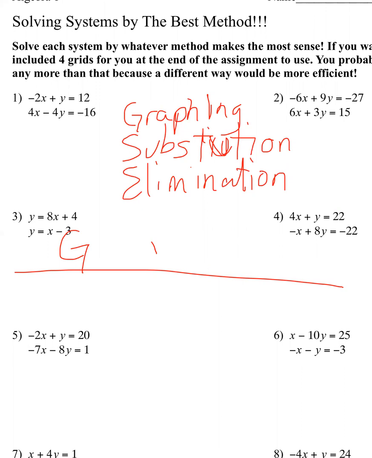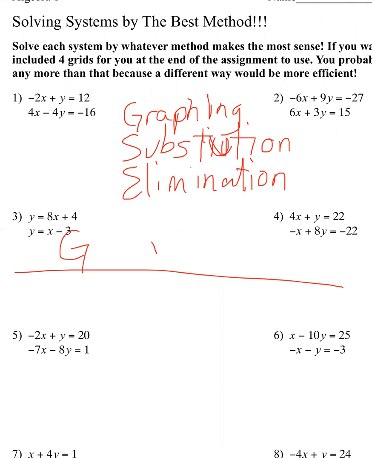So now let's take a look at the next one on my list, substitution. When would I want to do substitution? Substitution is best when I have a variable that's already all by itself on one side of the equal sign. It doesn't matter which variable, and it doesn't matter which equation. I do have that in number three, but I already decided I'm going to do that one by graphing. So I'm looking at 1, 2, and 4. None of those have a variable all by itself.